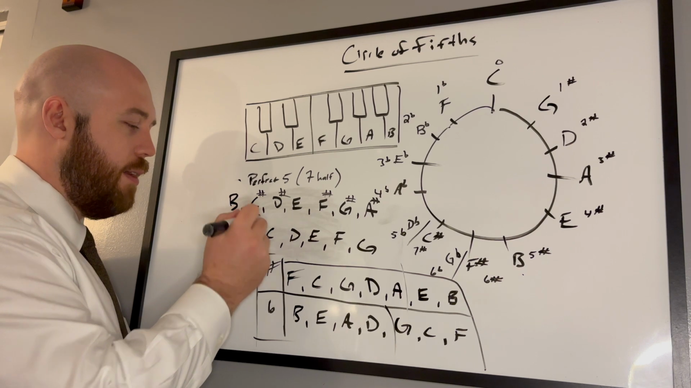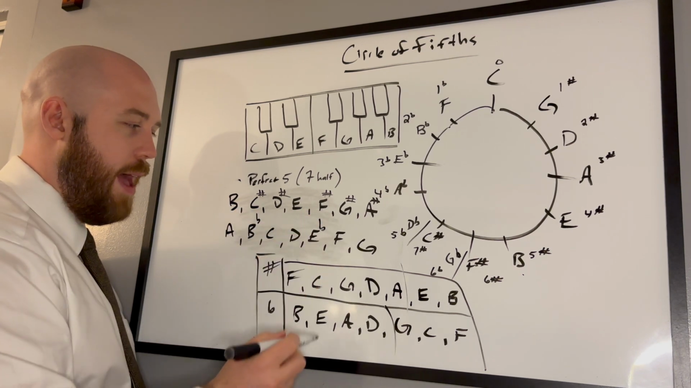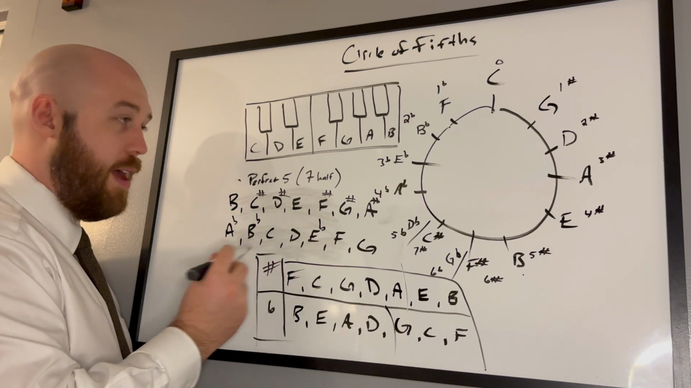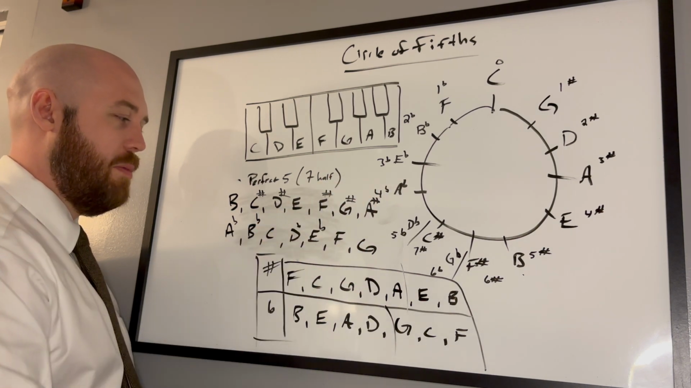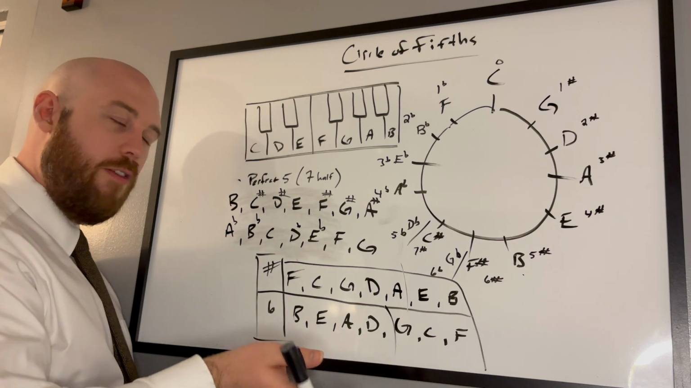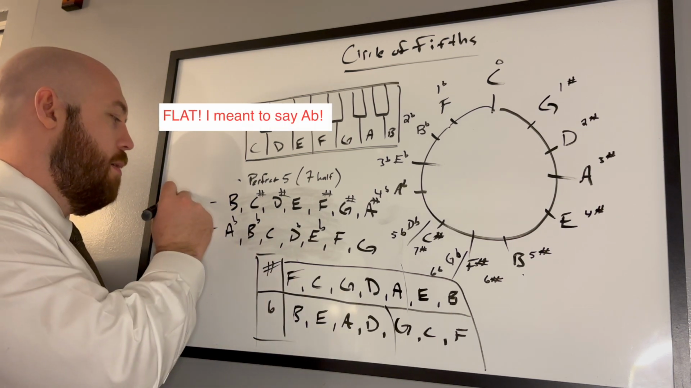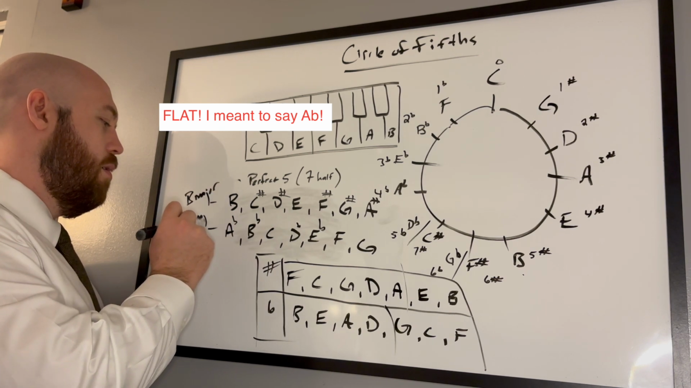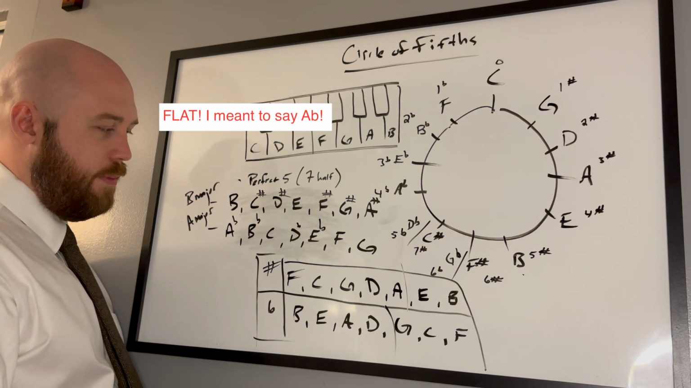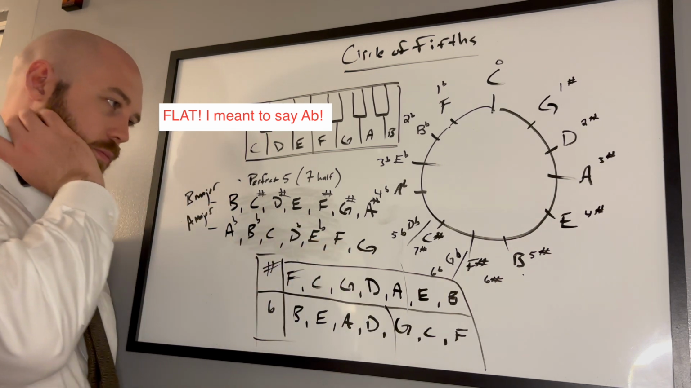B has to be flat. E has to be flat. A has to be flat. Obviously, we're in the key of A flat. And D has to be flat. That's the key of A flat major. Okay? It's an A flat major scale.